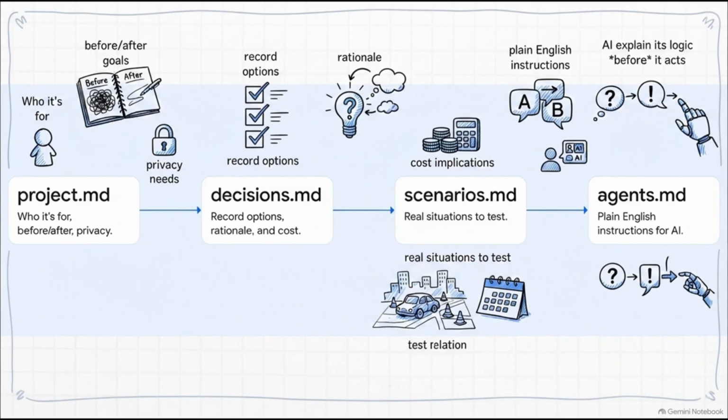Step 1 is project.md. This just plainly states who the app is for, the before and after goals, and your privacy needs. Step 2 is decisions.md. Every time the AI makes a choice, it must record its options, rationale, and cost implications right here. Step 3 is scenarios.md, which holds the real-world test cases your app actually has to handle. And Step 4 is agents.md, or maybe Claude.md, which is where you give plain English instructions demanding the AI explain its logic to you before it acts.